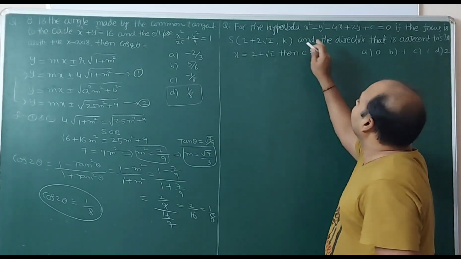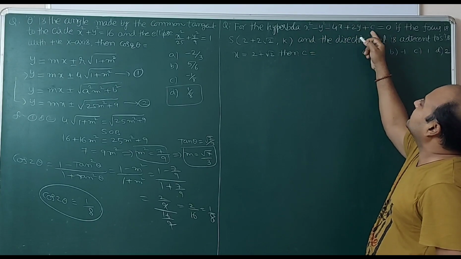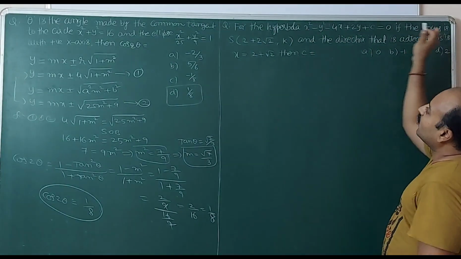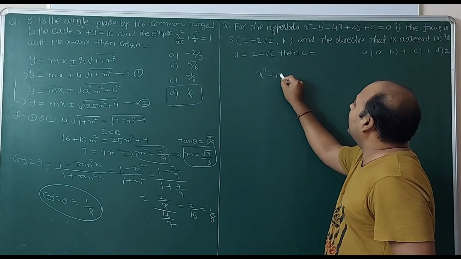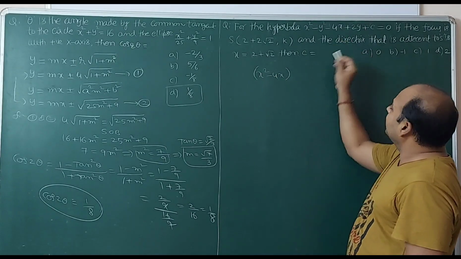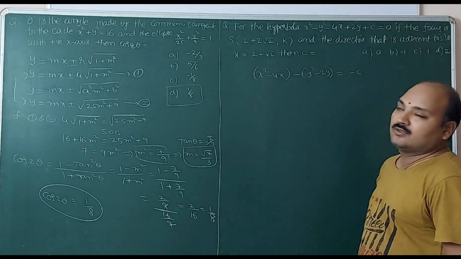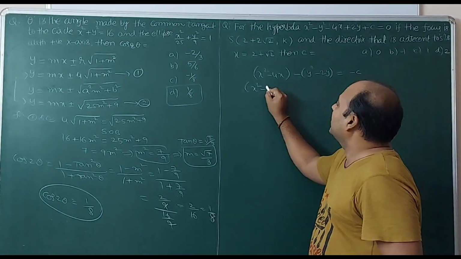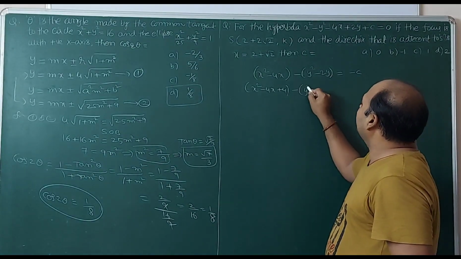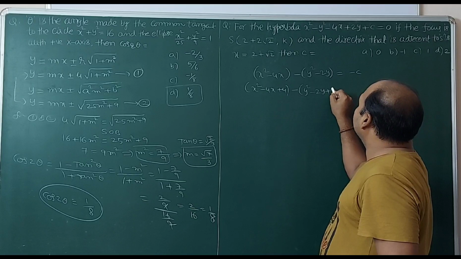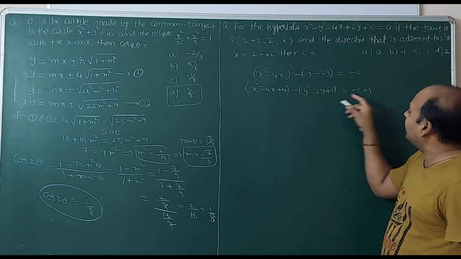Now we will come to here. For the hyperbola x square minus y square minus 4x plus 2y plus c equal to 0, if the focus is this, I am going to convert into the x square minus 4x, one term. Next minus take common, y square minus 2y is equal to minus c. So to make the perfect square, x square minus 4x plus 4 we are adding here. Minus here also y square minus 2y plus 1 we are adding. So indirectly plus 4 we are adding here and minus 1 we are adding here.